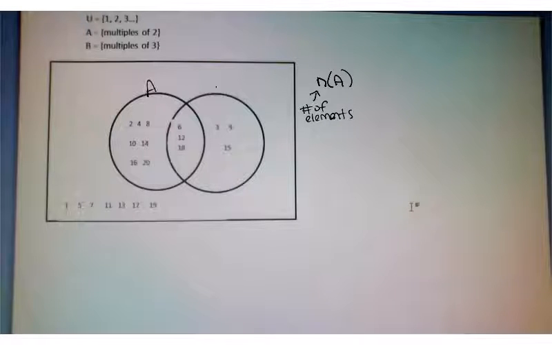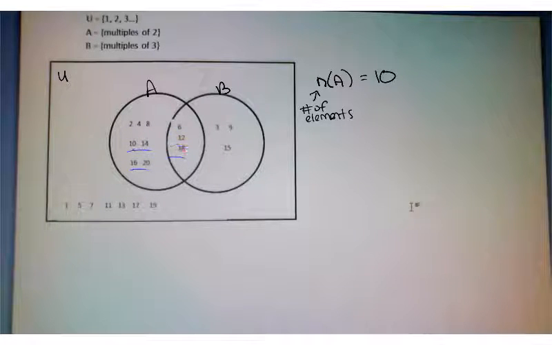Recall, set A is here, this is set B, and our universe is here. You might think that the number of elements in A are these 7. However, as we talked about last time, if the word "only" is not present, do not put it in there. So this is looking for the number of elements in all of set A, which includes these. So the number of elements in A is a total of 10, not 7.